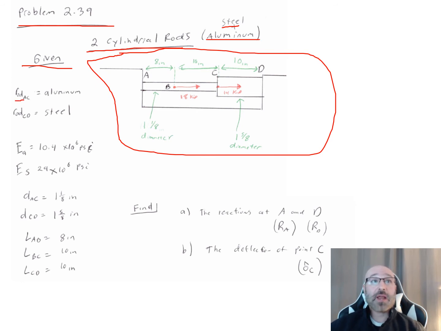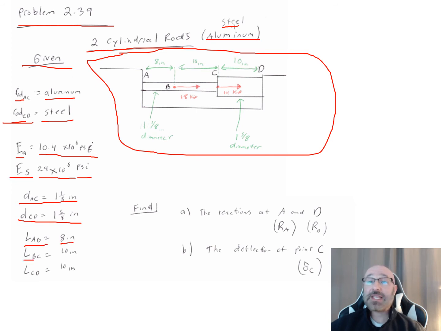Well, I know that my rod AC is aluminum. I'm going to make that note. I know that my rod CD is steel. I make that note over here in my givens as well. I know my modulus of elasticity for my aluminum rod section, which is AC, is 10.4 times 10 to the 6 psi. My modulus of elasticity for my steel is 29 times 10 to the 6 psi, and that is for CD. My diameter of AC is 1 1/8 inch. My diameter of CD is 1 5/8 inches. Now my length from A to B is 8 inches.